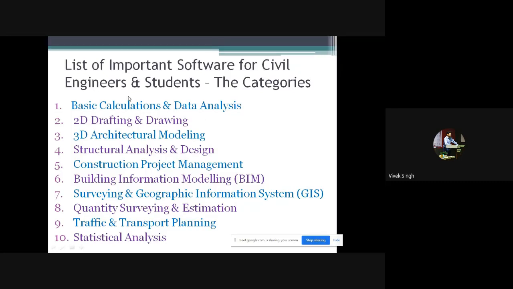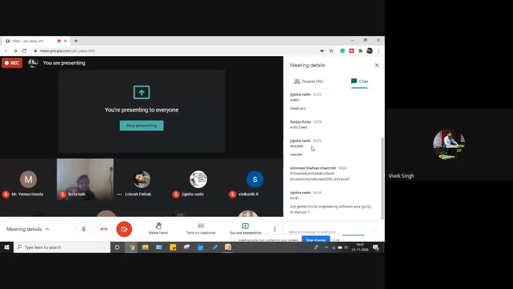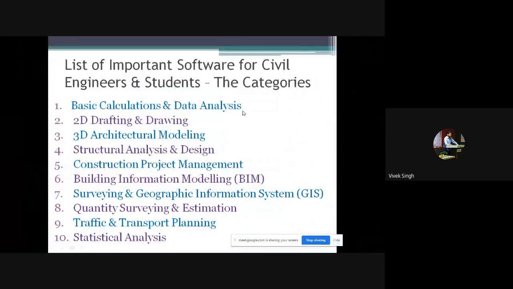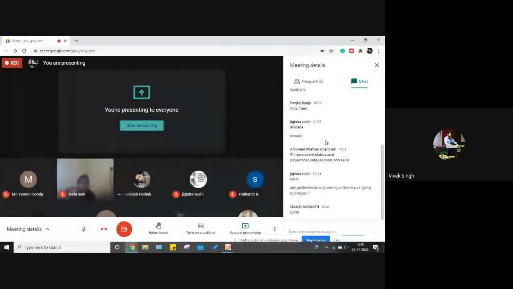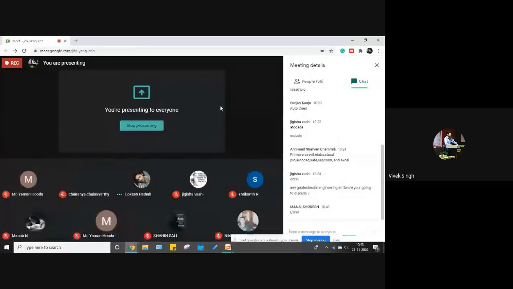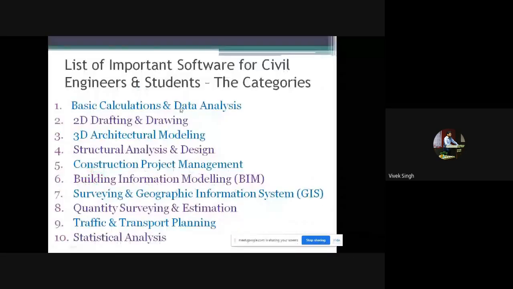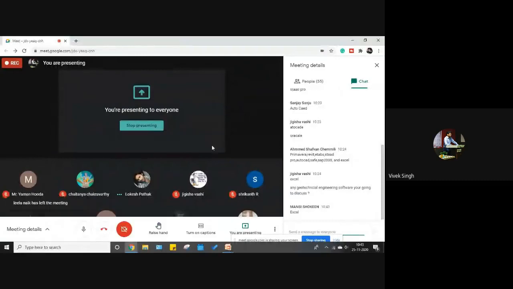Just give me an example of the first category. Any software that falls in the first category? I already have discussed one of them. Anyone? What do you say? Excel. Excel, that's correct. So Microsoft Excel is an example which falls into this category, which is basic calculations and data analysis.